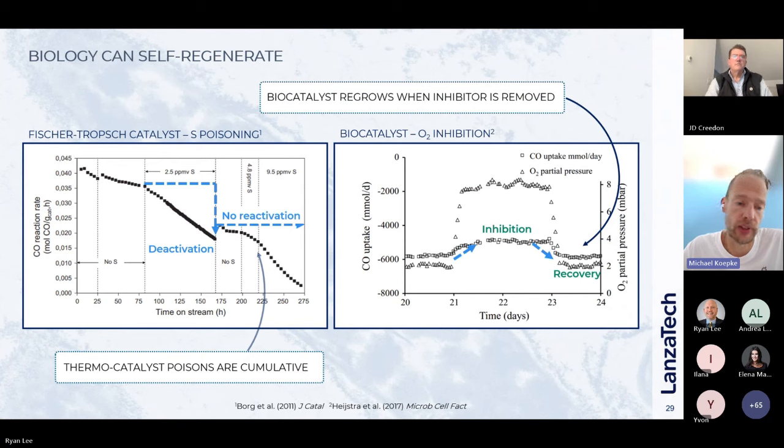I think one of the other aspects of why biological systems are very robust in terms of these fluctuations is that they can regenerate. Obviously, one thing that our catalyst cannot tolerate is oxygen. It gets inhibited, but once you take that out, it can recover, which is not the case for traditional thermocatalysts.